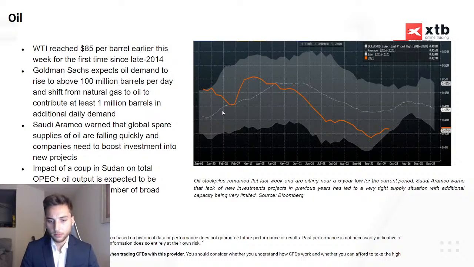Now, oil stockpiles remained flat last week and are sitting at a near 5-year low for the current period. Saudi Aramco warns that the lack of new investment projects in previous years has led to a very tight supply situation, with additional capacity being very limited. Now, this is one side of the story.